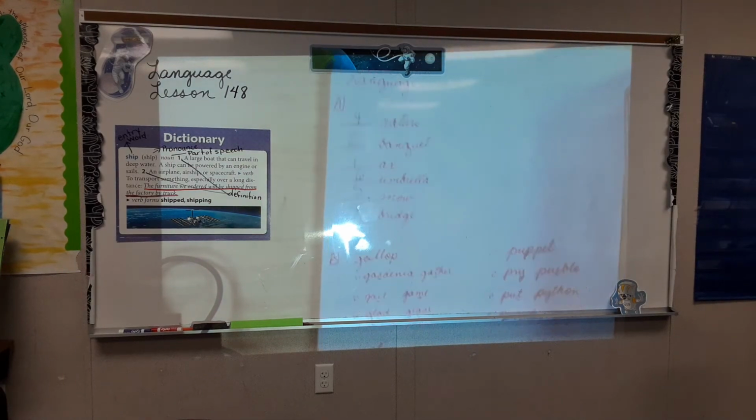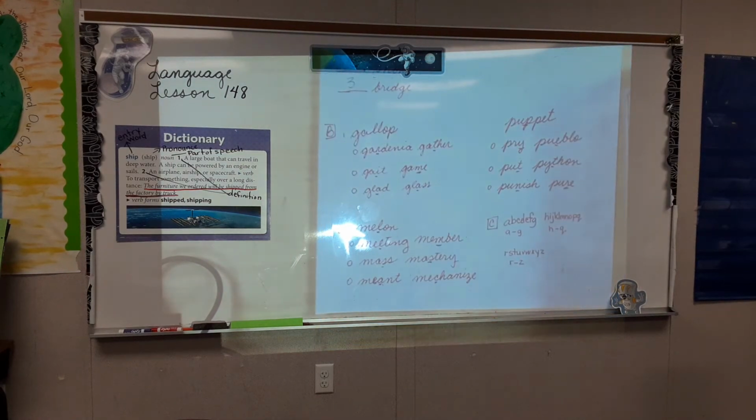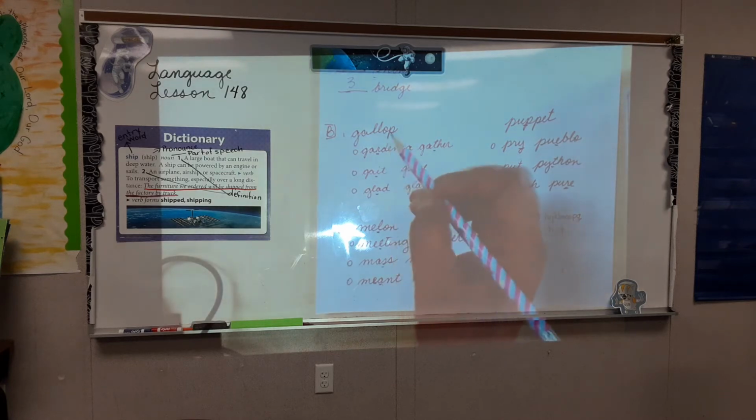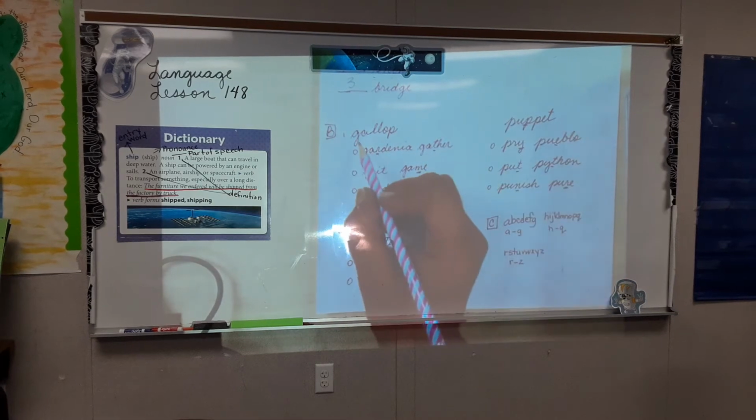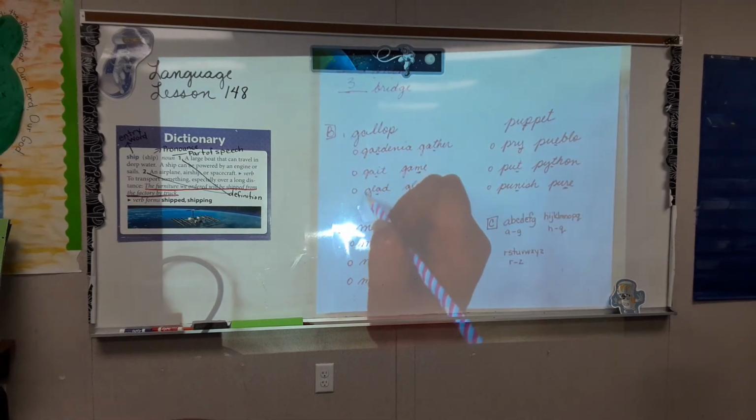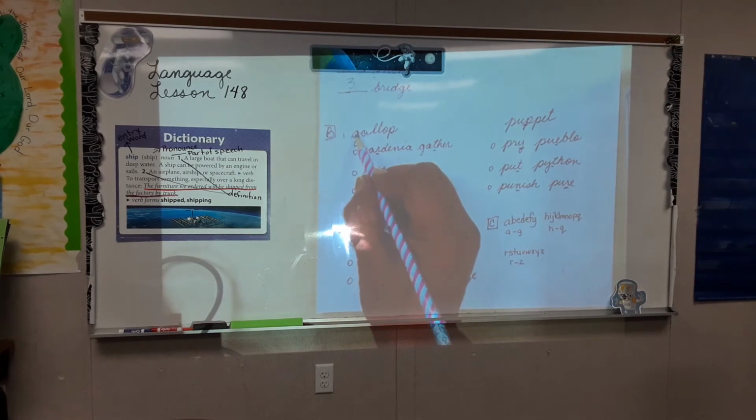Now let's go to our next section, section B. When you are looking for a word in the dictionary, okay, so we're looking for gallop, right? You're going to look for your letters. Usually all of the words on your page are going to start with the first 2 letters. Look at your third letter.